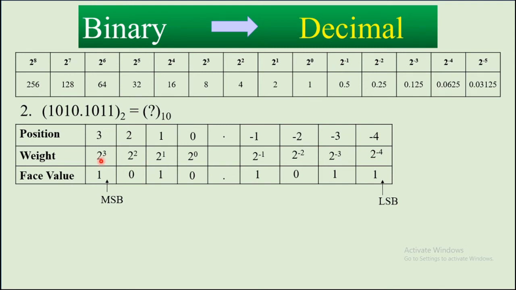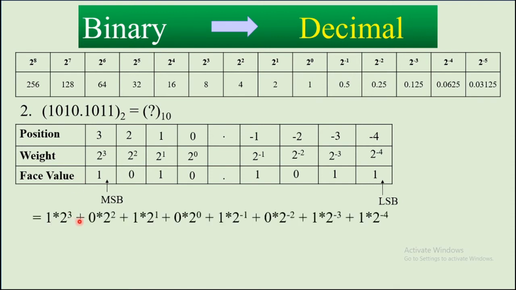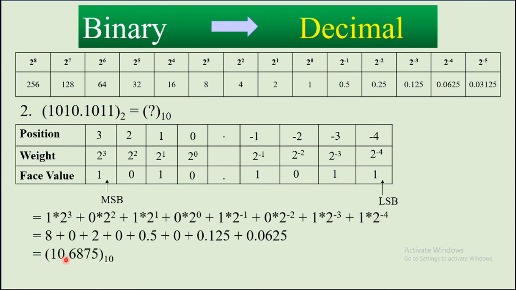After writing the table completely, now follow the same steps. So multiply face value with its weight and add all these values. At the end we will get the equivalent decimal number. So for the given binary number, this is the equivalent decimal number.